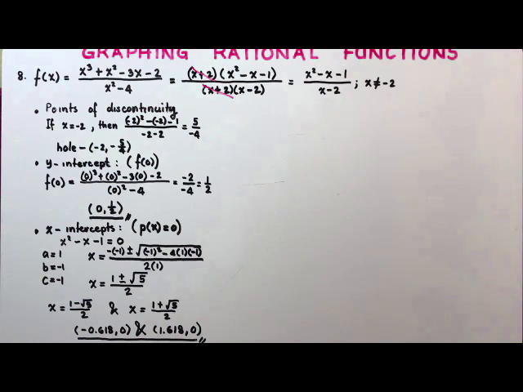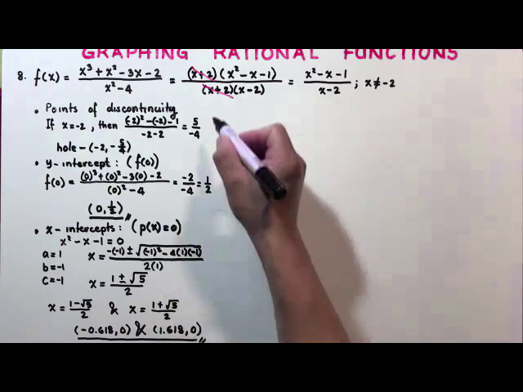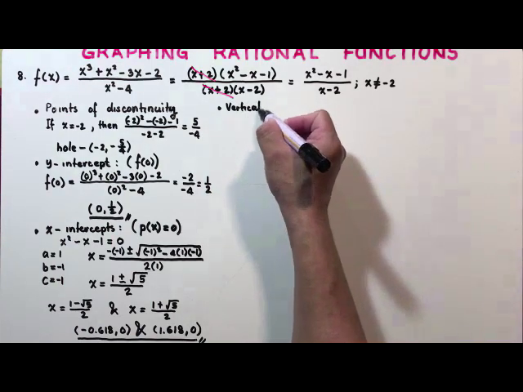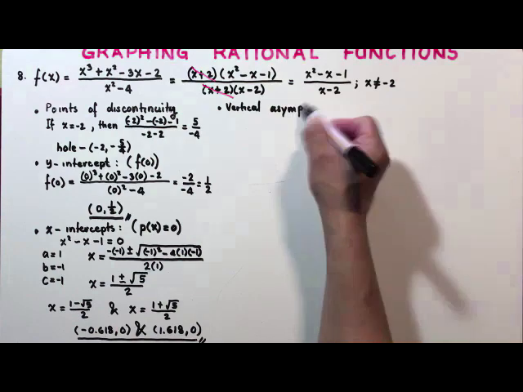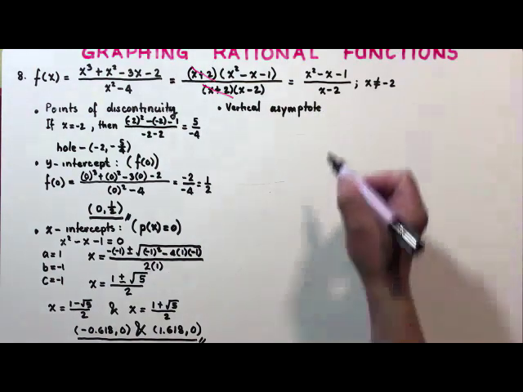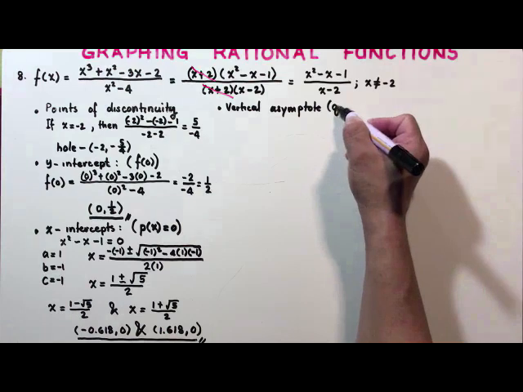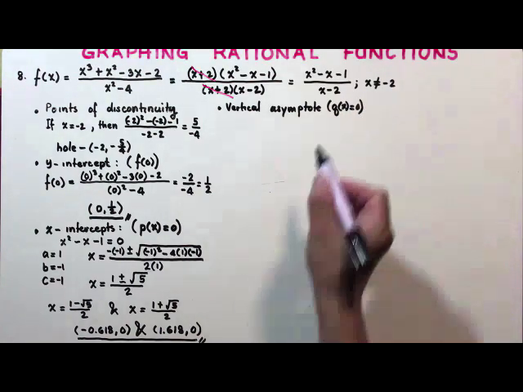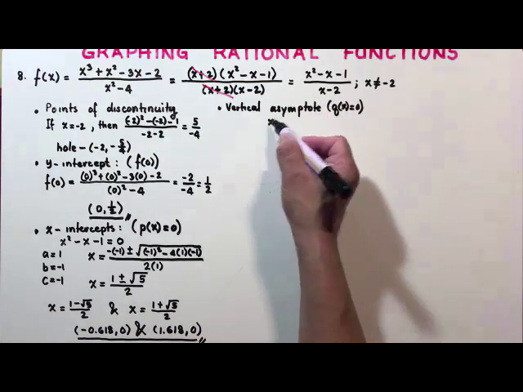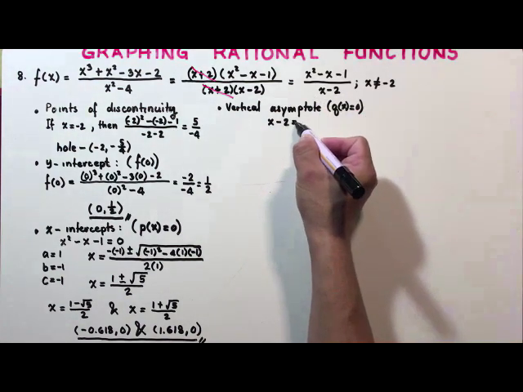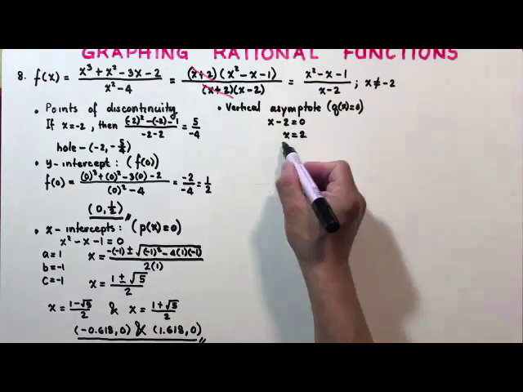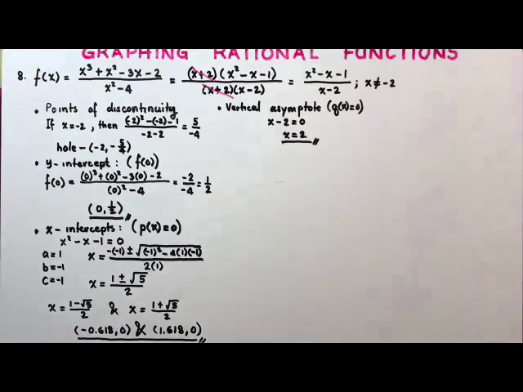And so these are our x-intercepts. Next is to find the vertical asymptote of the function. And to look for the vertical asymptote is to set the denominator equal to 0 here. And our denominator is x minus 2. So we equate this one to 0. So our x is equal to 2. So this is our vertical asymptote. It's a vertical line 2 units from the y-axis.